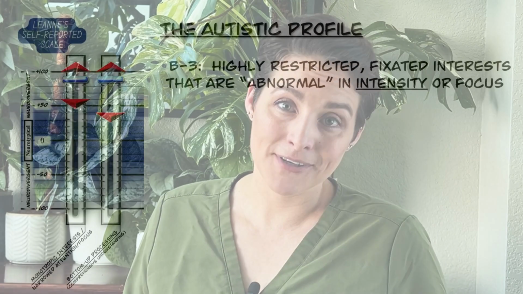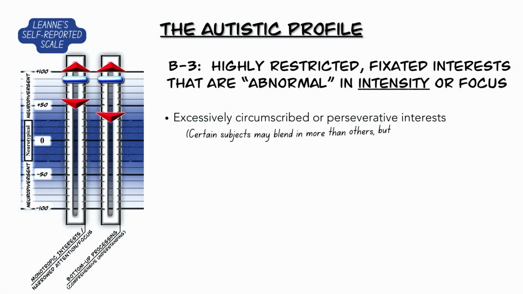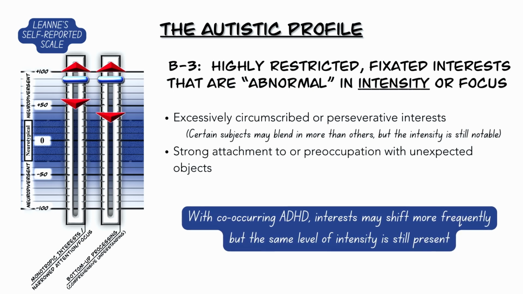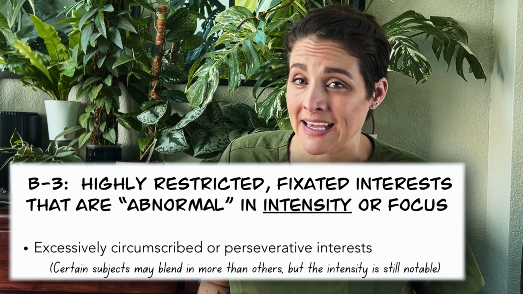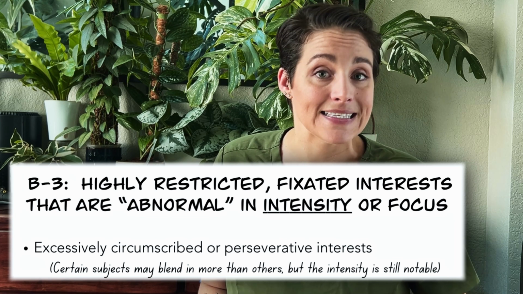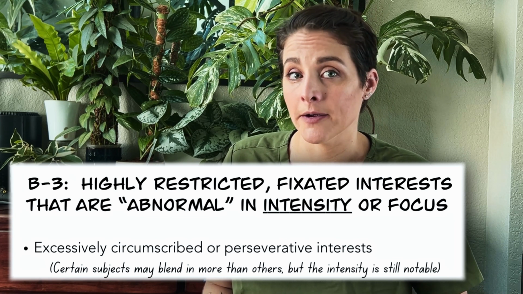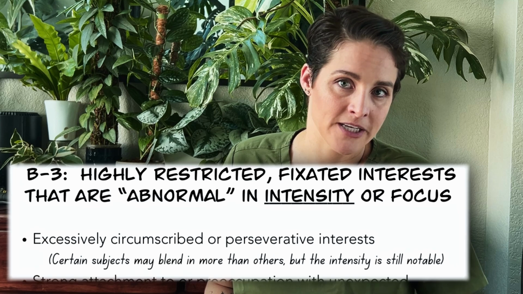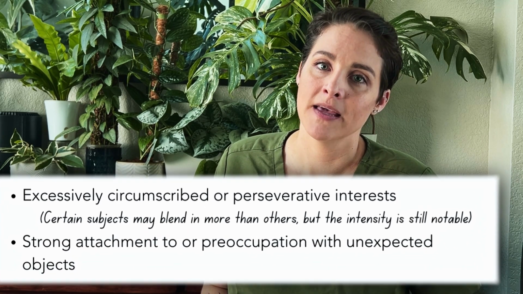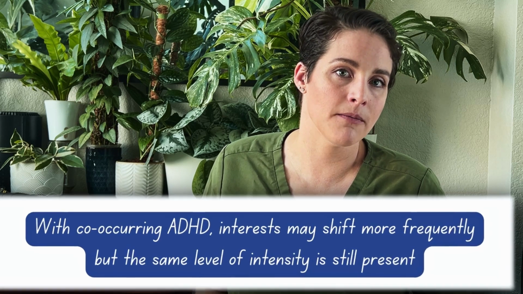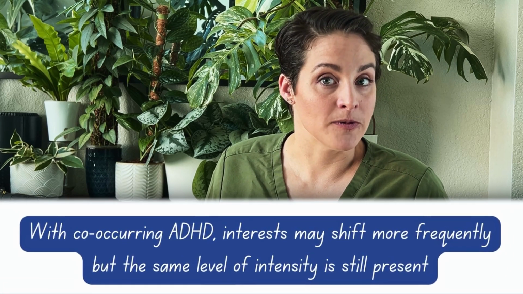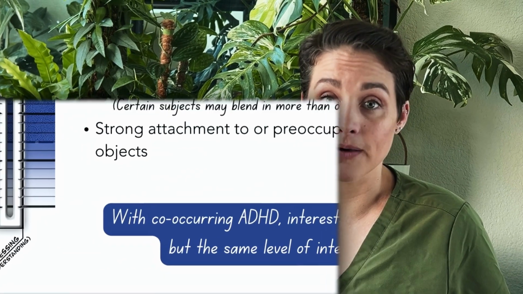B3 requires highly restricted, fixated interests that are abnormal in intensity or focus, such as excessively circumscribed or perseverative interests, some of which may blend in more than others, like with animals or politics or Taylor Swift, but the intensity is still notable, so that's the key word here, or strong attachment or preoccupation with unexpected objects. With co-occurring ADHD, interests may shift more frequently, but again, that same level of intensity is still present. This is known as monotropism, and in my opinion, this is the bread and butter of autism.